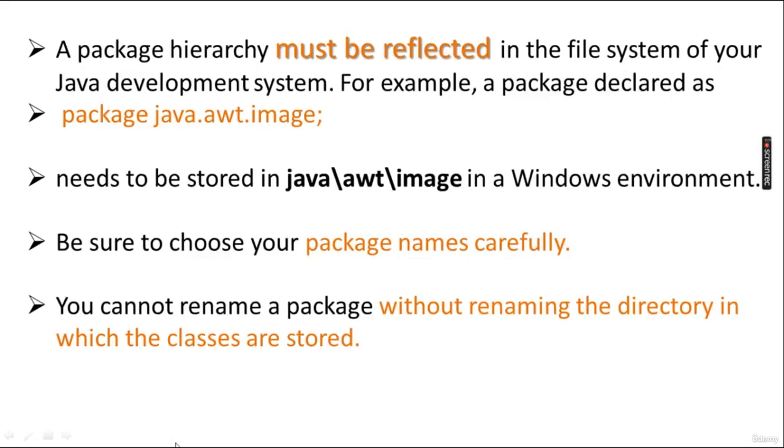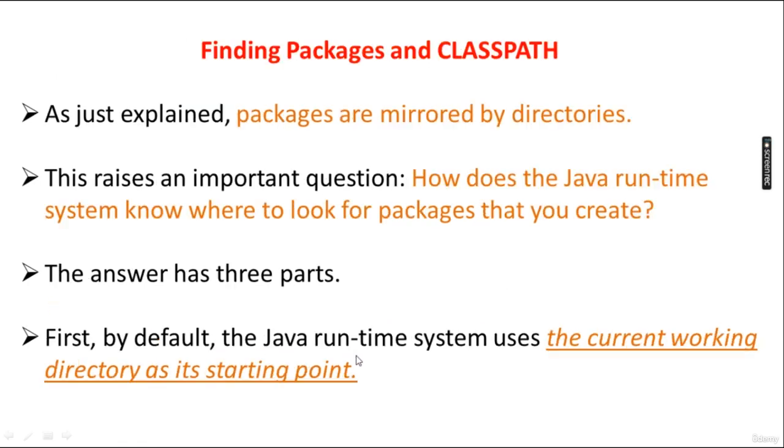A package hierarchy must be reflected in the file system of your Java development system. For example, the package java.awt.image needs to be stored in java\awt\image in a Windows environment. So you must have the folder java, in that awt, and in that image. Be sure to choose your package names carefully. You cannot rename a package without renaming the directory in which the classes are stored. First you have to rename the directory in which the classes are stored, and then you will rename the package.